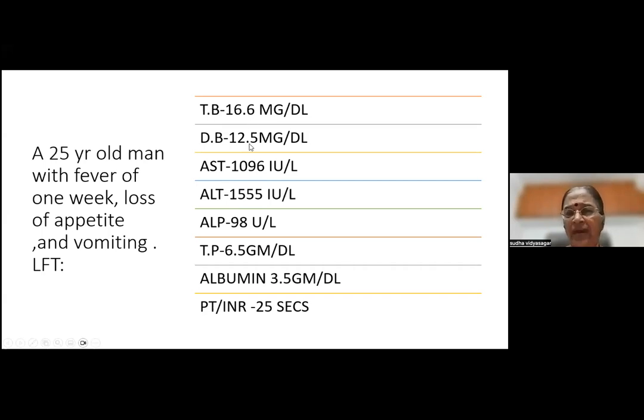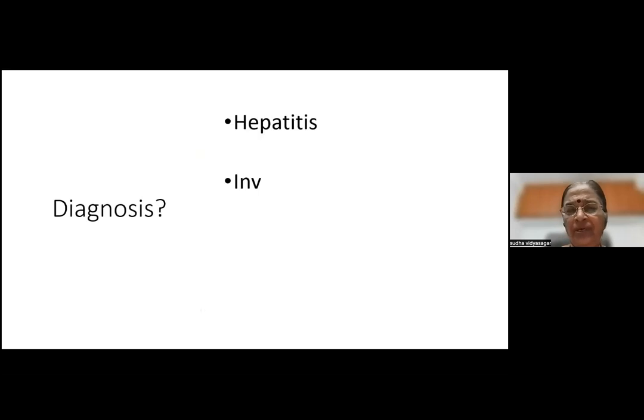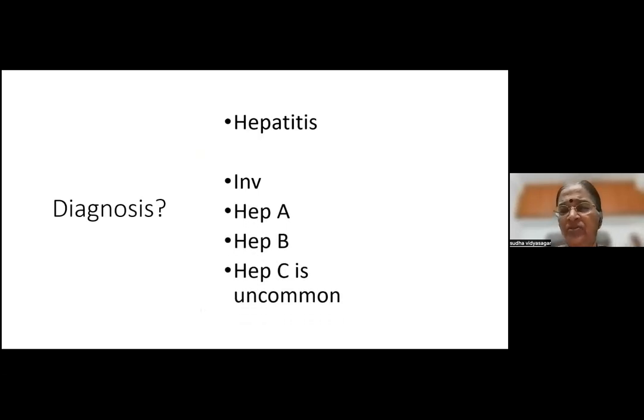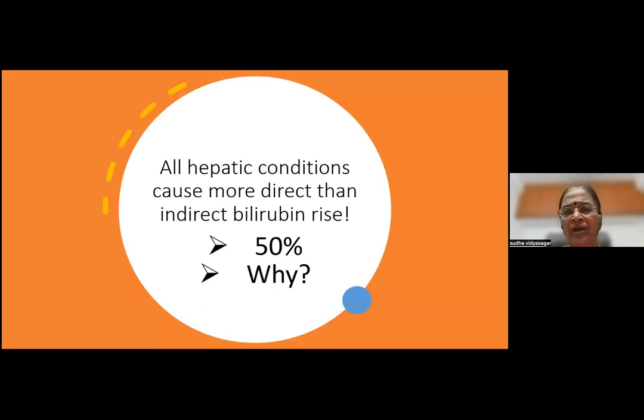And you get a direct hyperbilirubinemia. The ALP is not very high. These are all right. The PTINR is a reflection of the poor liver function. Okay. So you have to look for hepatitis A, B. C is not common for an acute viral hepatitis. Okay. Now, one thing we must remember, all hepatic conditions cause more direct than indirect bilirubin rise.